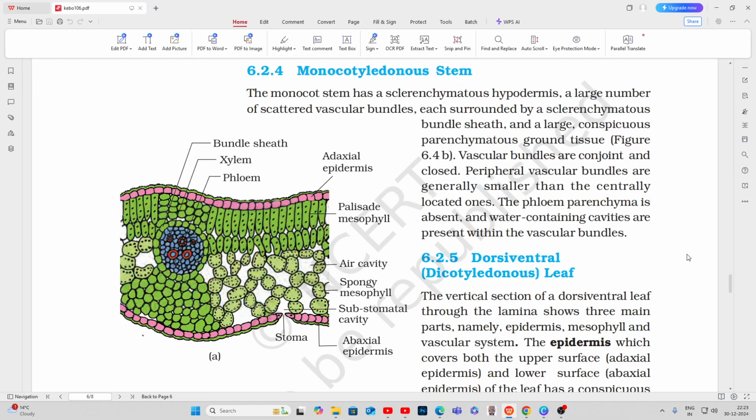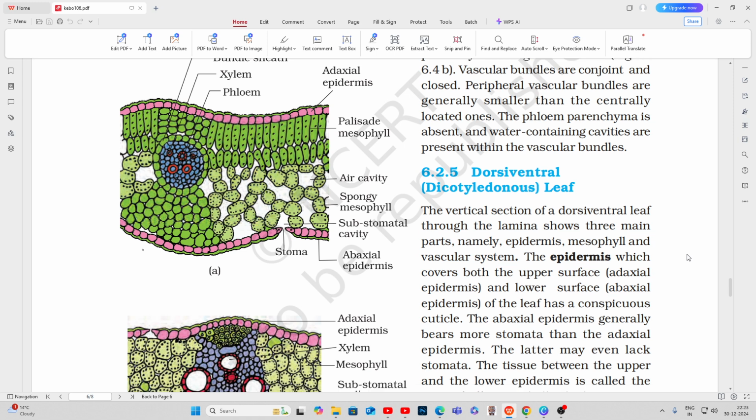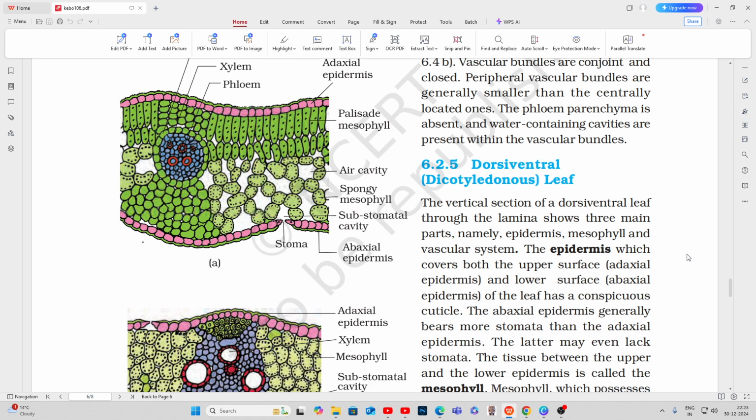6.2.4 Monocotyledonous stem. The monocot stem has a sclerenchymatous hypodermis, a large number of scattered vascular bundles, each surrounded by a sclerenchymatous bundle sheath, and a large, conspicuous parenchymatous ground tissue. Figure 6.4b. Vascular bundles are conjoint and closed. Peripheral vascular bundles are generally smaller than the centrally located ones. The phloem parenchyma is absent, and water-containing cavities are present within the vascular bundles.